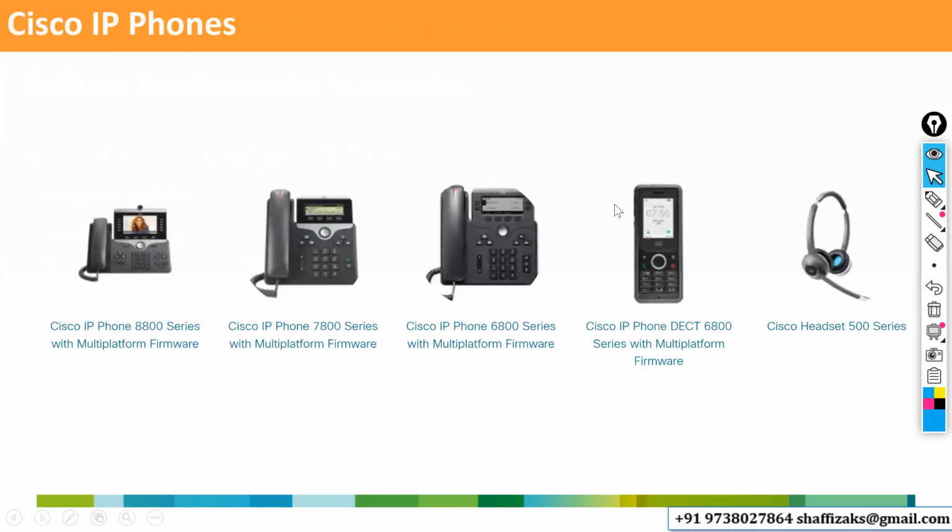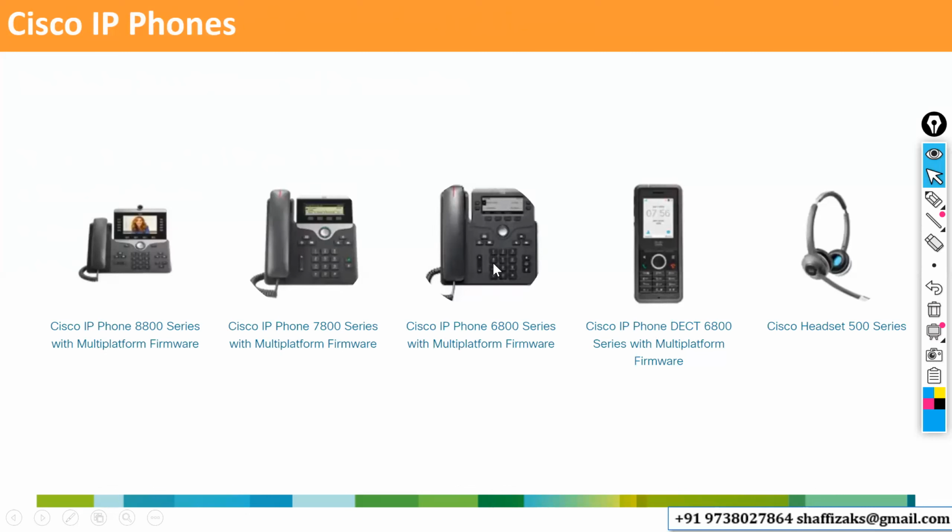Here are the different phone models that can be registered under Cisco Call Manager: Cisco 88 series phones. 8800 means you get models like 8801, 8811, 8865, 8845. Now the latest phones we have are the 88 series, 78 series, and 68 series. These are the actual phones we are going to register. The 88 series is the high-end model.